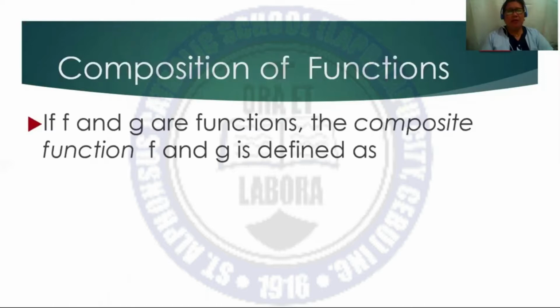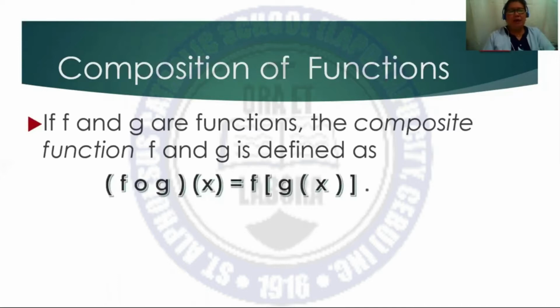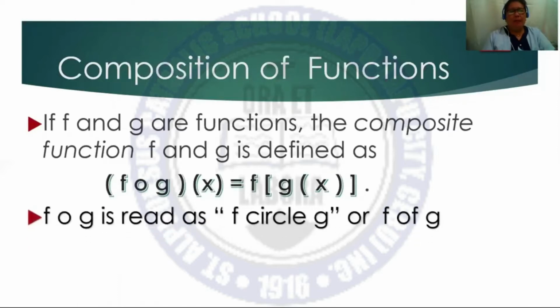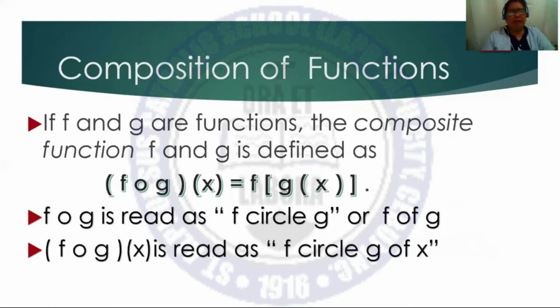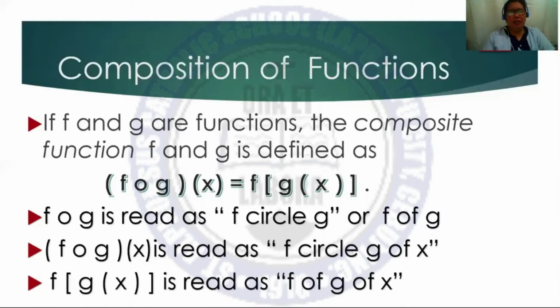Composition of functions: given f and g, which are functions, the composite function f circle g is defined as (f circle g)(x) = f(g(x)). The first expression is read as f circle g, or f of g. The second expression is read as f circle g of x. And the third expression is read as f of g of x.